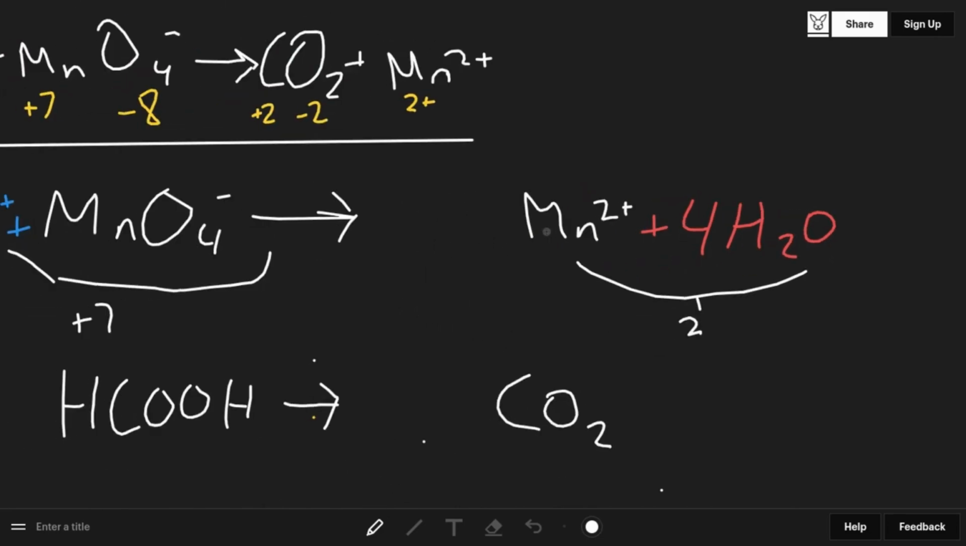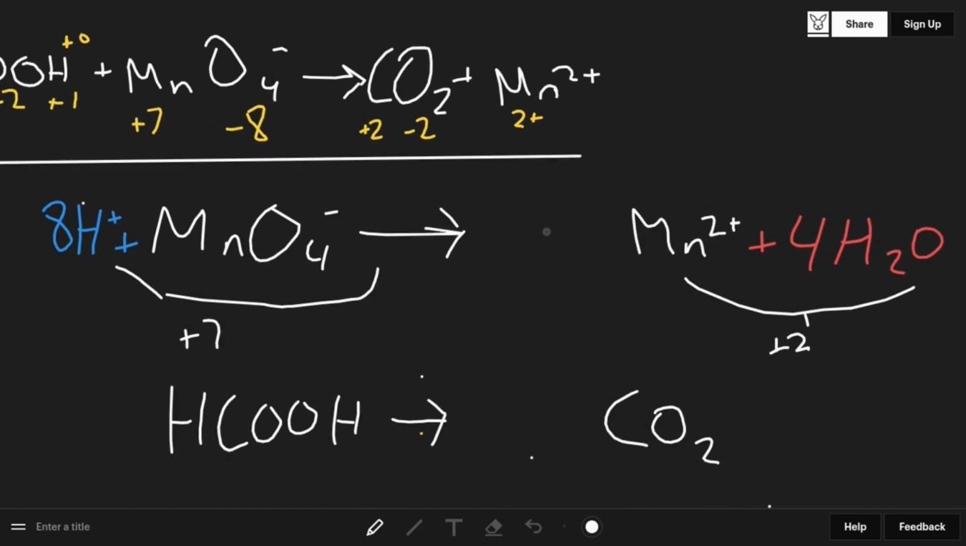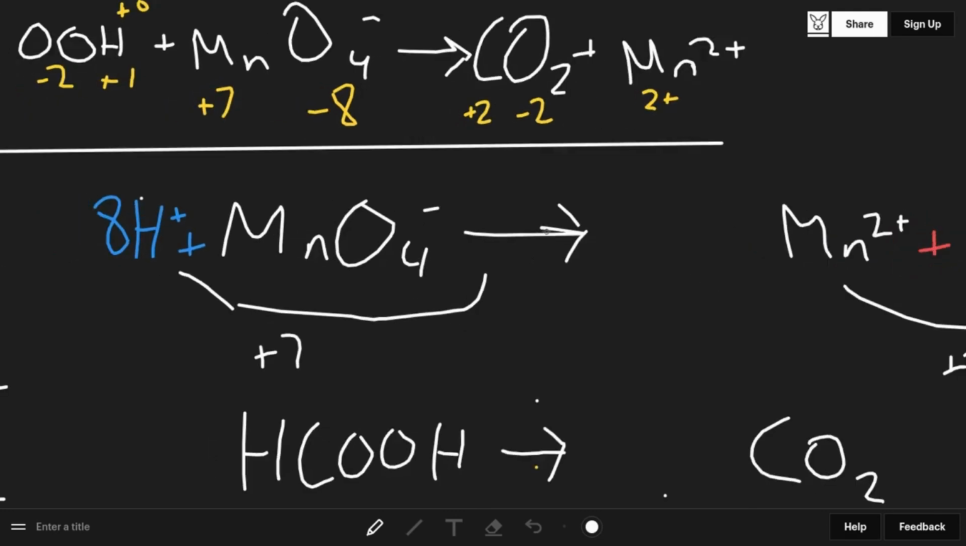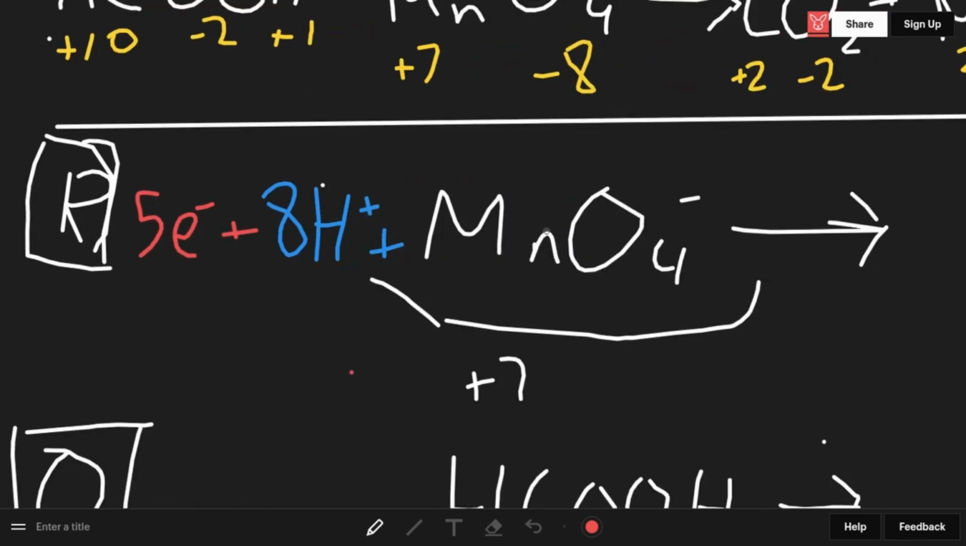So that means since this has a higher charge, we want to reduce the charge of the reactants. We do that by adding electrons to the side which has a higher charge. Since electrons are negative, that means we're going to be reducing the charge. Since the reactants have a greater charge by 5, we're going to add 5 electrons here. Alright, that's cool.